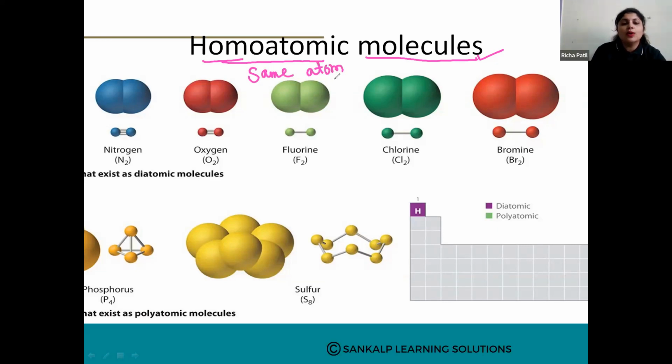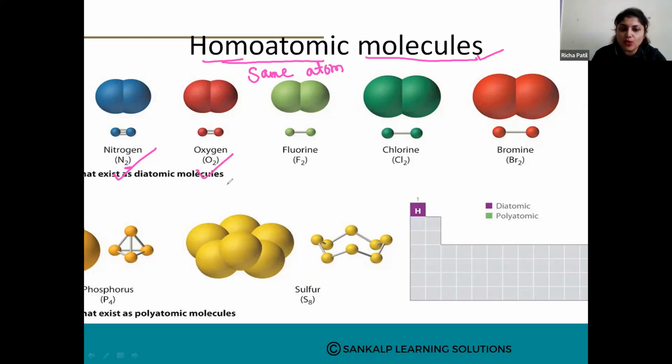When the same atoms combine, they form homoatomic molecules. For example, nitrogen, you can see here N2. When two nitrogen atoms, two same atoms, combine, they form homoatomic molecules. So here they are N2.